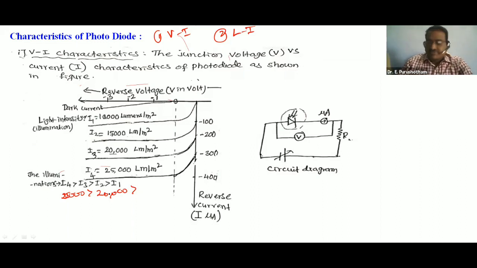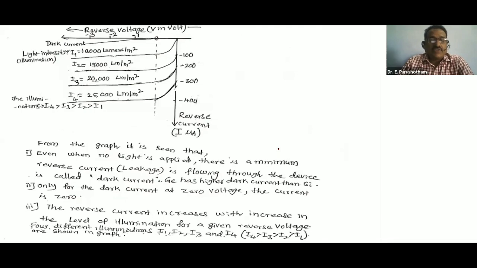So this is the circuit diagram. This is the photodiode, with a microammeter in series connection and a voltmeter in parallel connection. This is the resistor, and this is a variable battery. We can supply 1 volt, 2 volts, 3 volts and so on. So you can see the same graph.